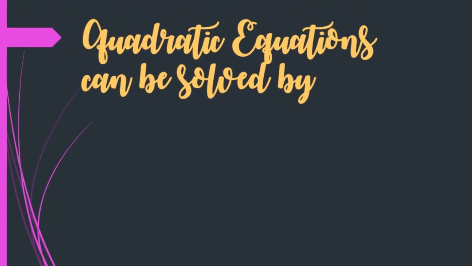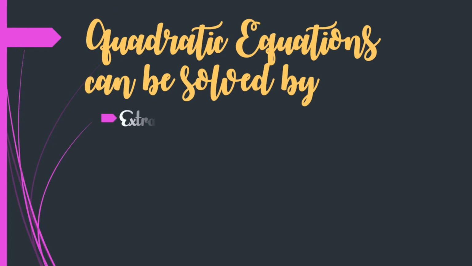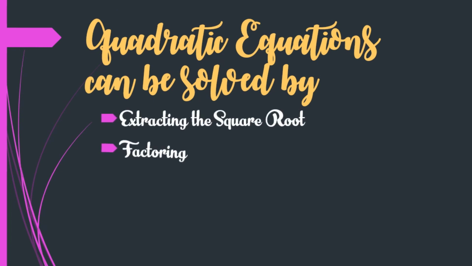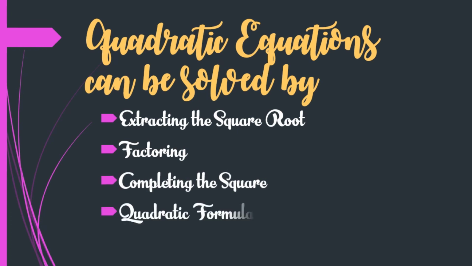Okay, so those are the methods in solving quadratic equations. So we can say that quadratic equations can be solved by extracting the square root, by factoring, by completing the square, and by quadratic formula. We just have to remember the steps on how to solve quadratic equations using the methods. As for the quadratic formula, we have to remember that the quadratic formula is x is equal to negative b plus or minus the square root of b squared minus 4ac over 2a.